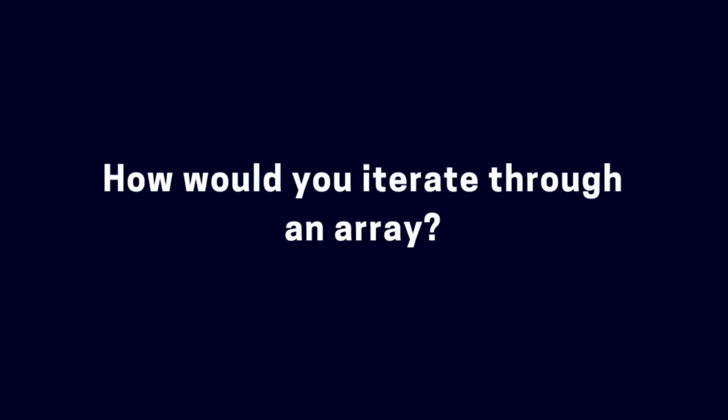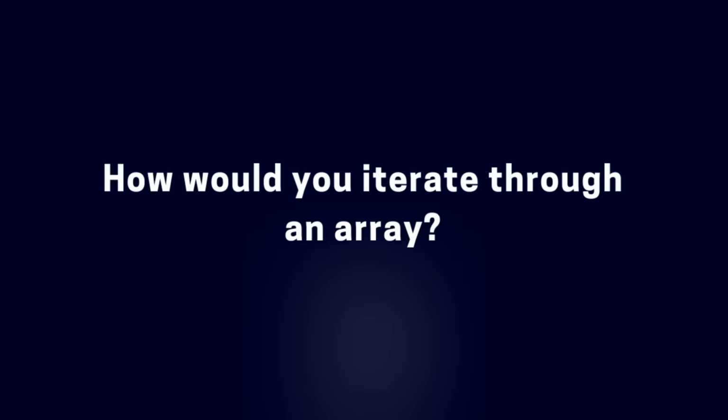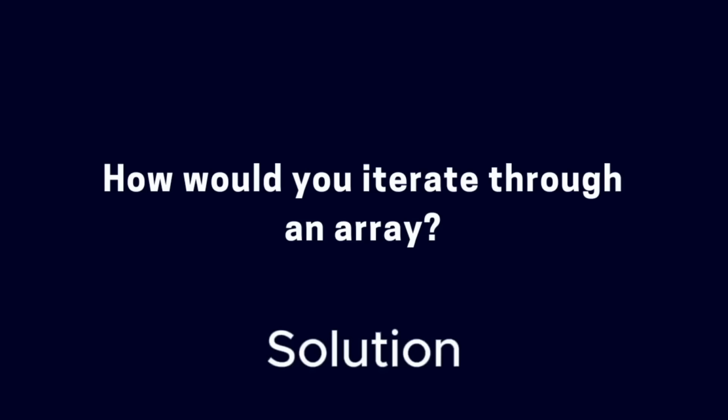How would you iterate through an array? You could use the for-of loop to iterate through all the elements of an array. You could also use the built-in forEach method. You would pass in a function as an argument, which will take an element as a parameter, and optionally take in the index as a second parameter.